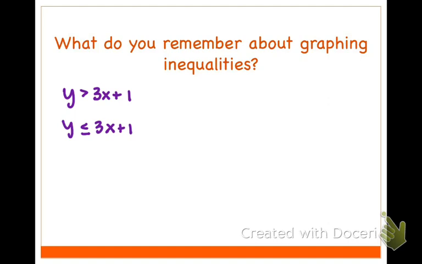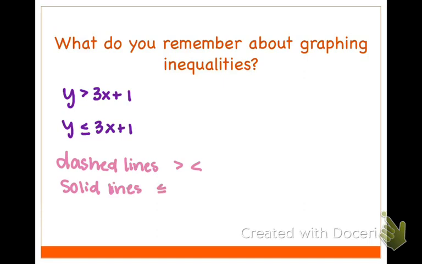Couple major differences. The first one is you could have a dashed line. So dashed lines are when we're going to have just a greater than or less than symbol. Or we can have a solid line, and that's when we're going to include the equal to, so less than or equal to, greater than or equal to. And that's one of the big differences. It can be a dashed or a solid line.